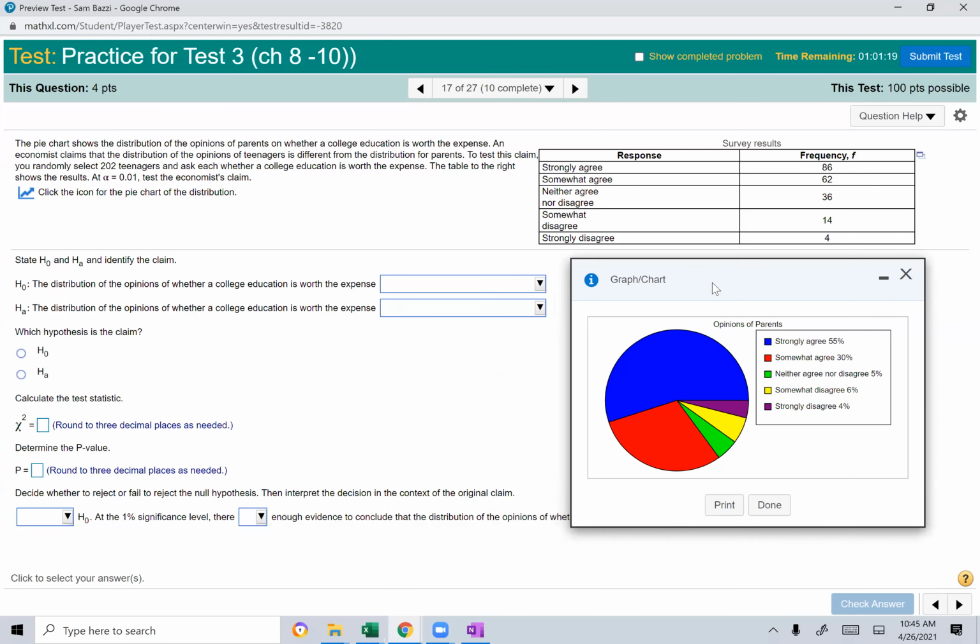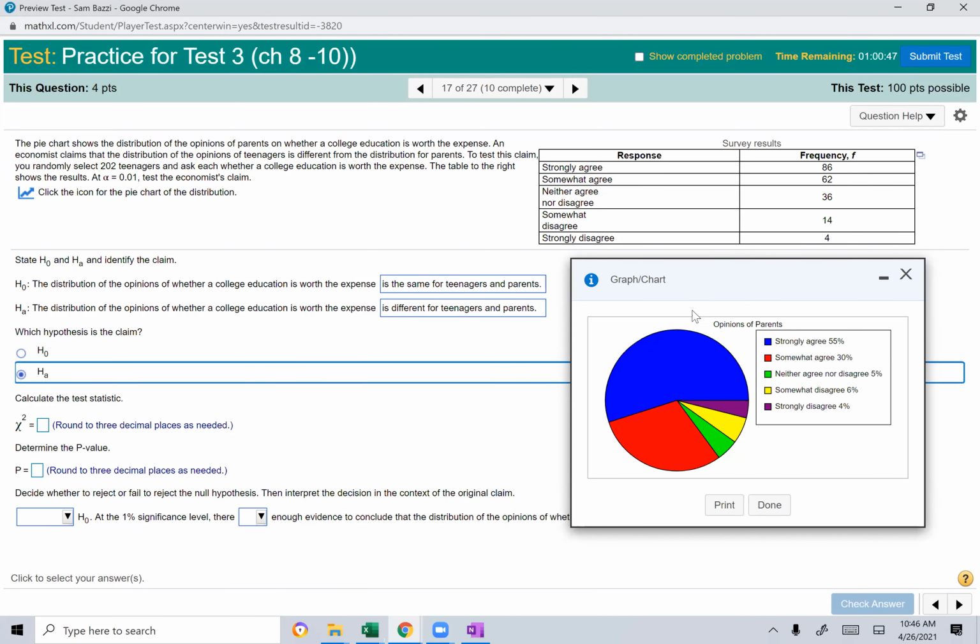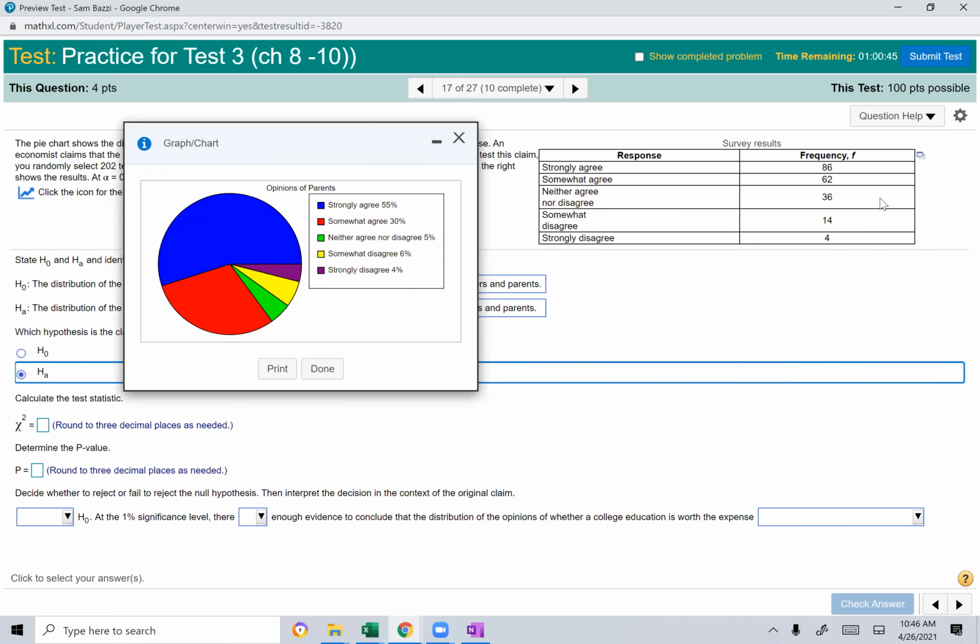Very similar to the distribution of food for delivery, guys. Exactly the same problem. So the distribution of the opinion on whether a college education is worth the expense is the same as for teenagers. And then here it's going to be not the same. There you go. That's it. You don't have any other choices to choose here. Where is the claim? The economist claims that the distribution is different. So the word different takes you right away to HA, guys. And calculate the test statistic.